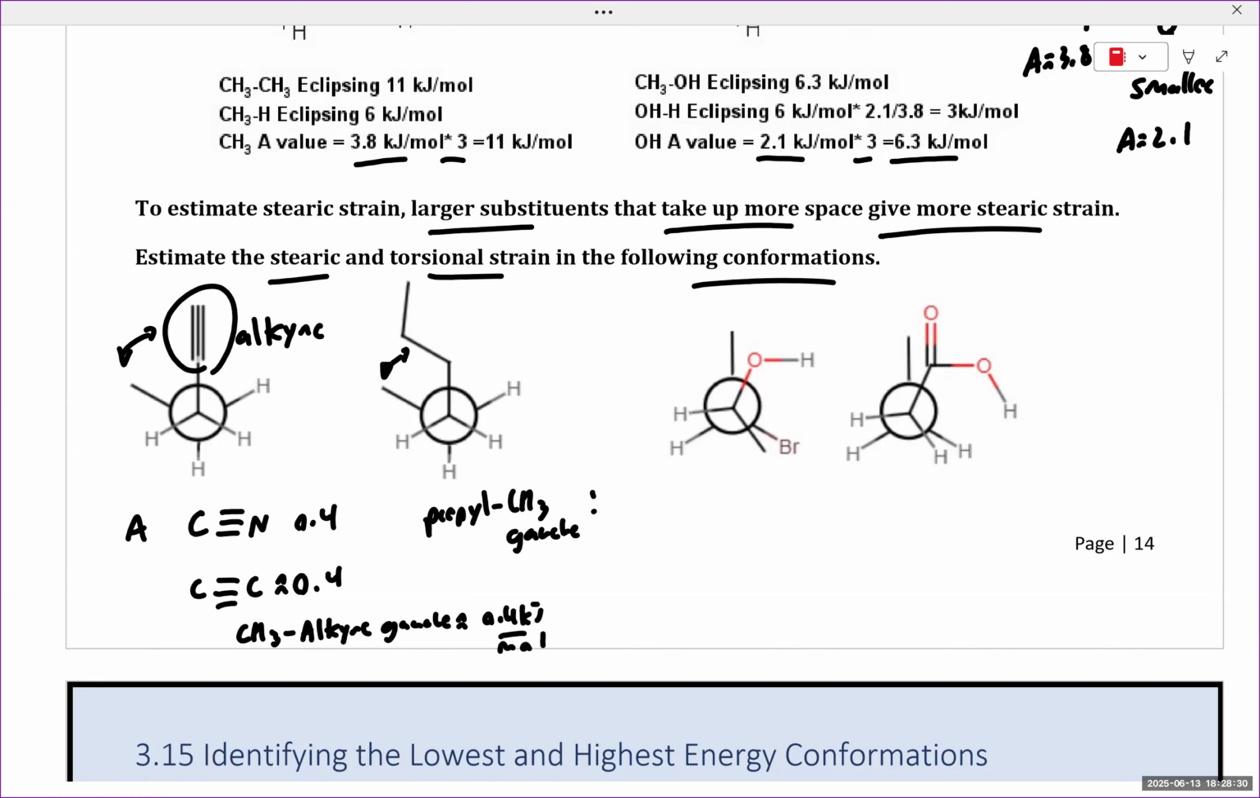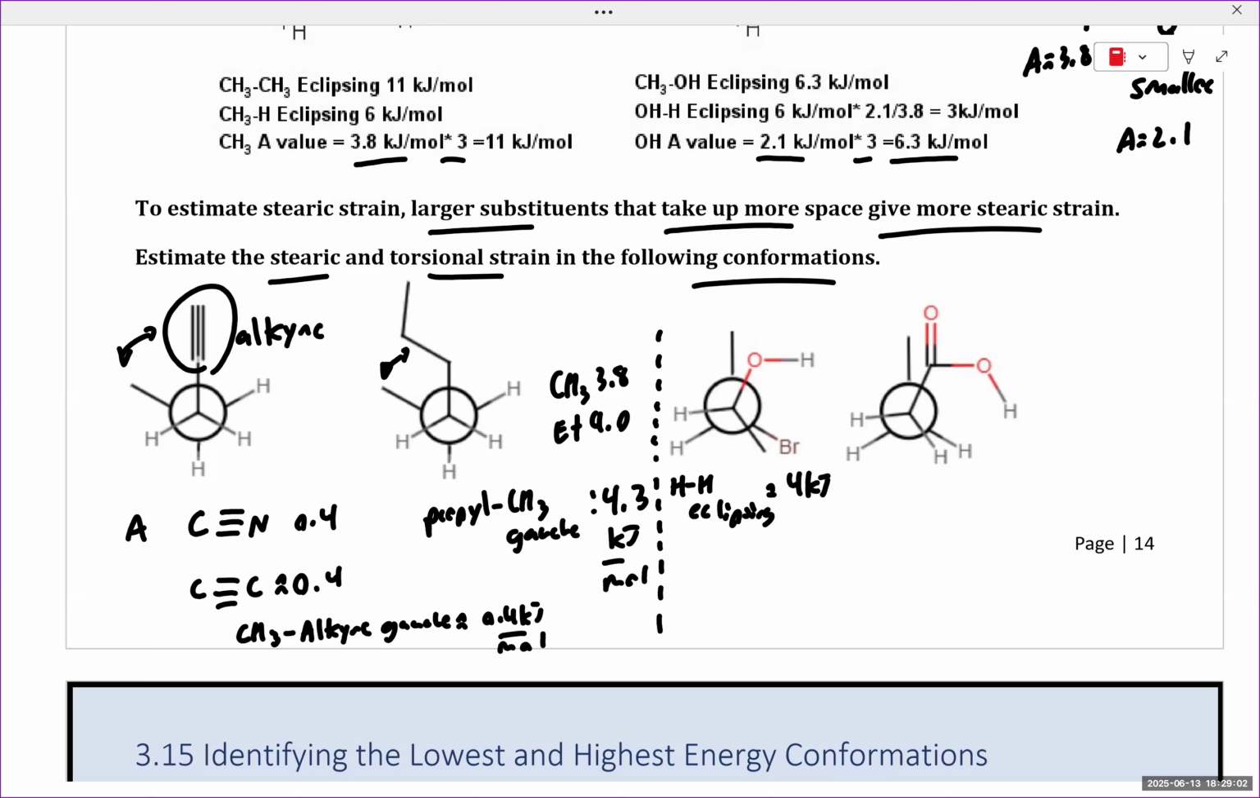Given that a methyl group is about 3.8, an ethyl group is about 4.0, the propyl-methyl is probably going to be around 4.3 kilojoules per mole. Somewhere in that region. Let's look at now some eclipsing interactions, and I'm going to do the first one as an example. In this case, we have a hydrogen-hydrogen eclipsing interaction, which as we discussed is 4 kilojoules.